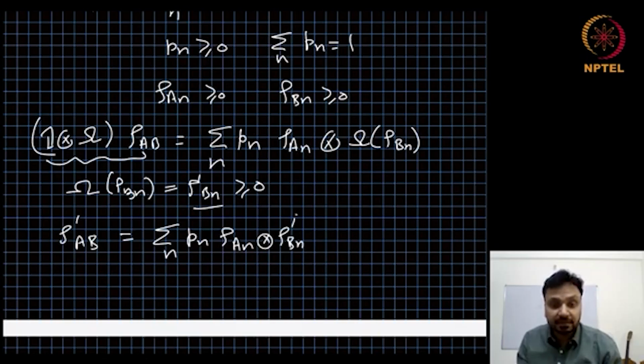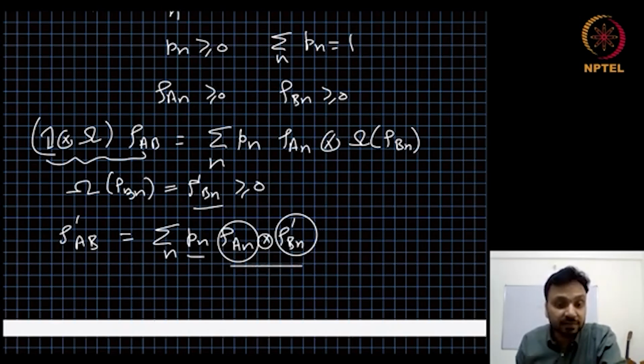Rho An, rho prime Bn, Pn, all of those are valid things, whatever we needed. Needed in the sense that this is a valid state of subsystem B, this is a valid state of subsystem A. So the total thing is a valid state. Then we are taking the mixture of these valid states. So this is also a valid state.